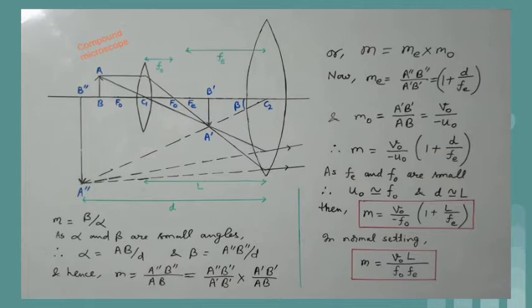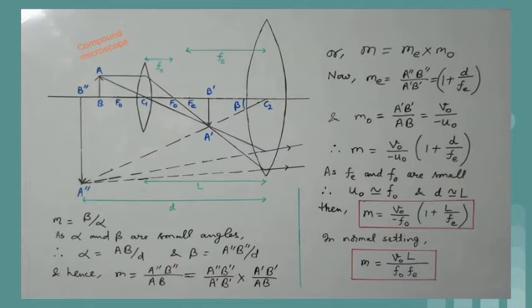The magnifying power of the compound microscope is the ratio of the angles subtended by the final image and the object on the eye when both are at the least distance of distinct vision. That is, M is equal to beta by alpha, where alpha is the angle subtended by the object while beta is the angle subtended by the final image. So alpha is equal to AB by D and beta is equal to A''B'' divided by D. And hence, magnification M is equal to A''B'' divided by AB, which can also be expressed as M is equal to A''B'' by A'B' into A'B' by AB, or M is equal to ME into MO.